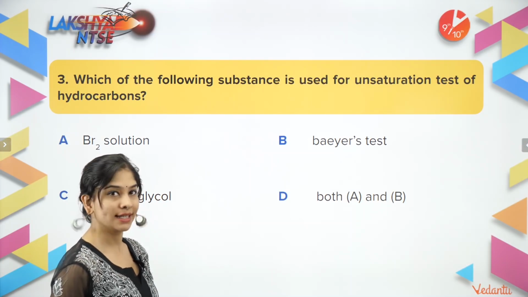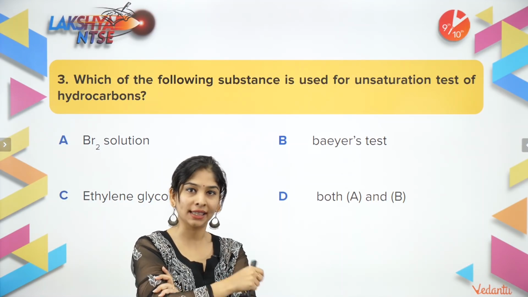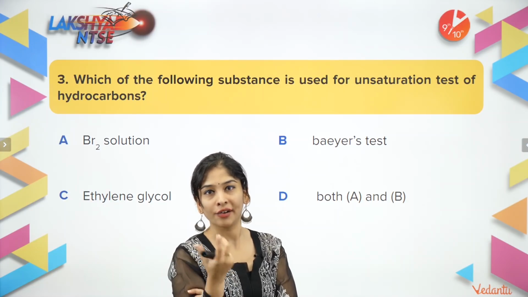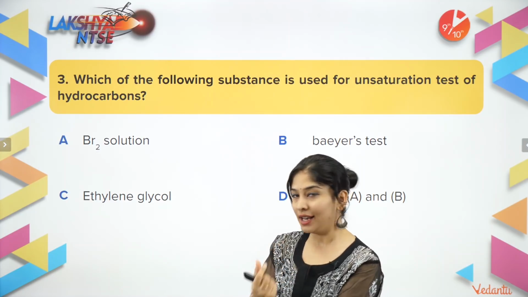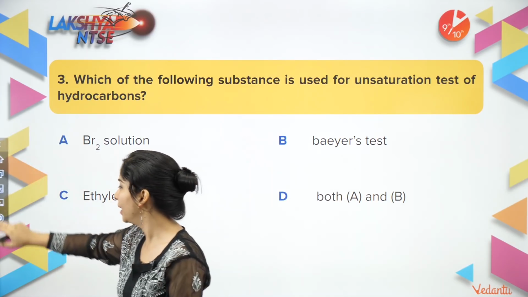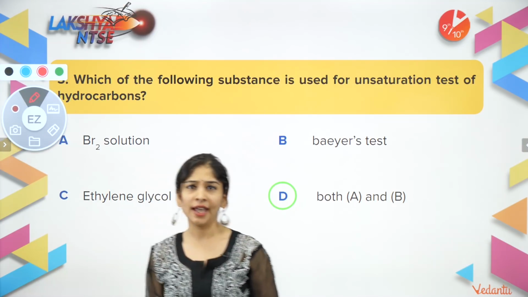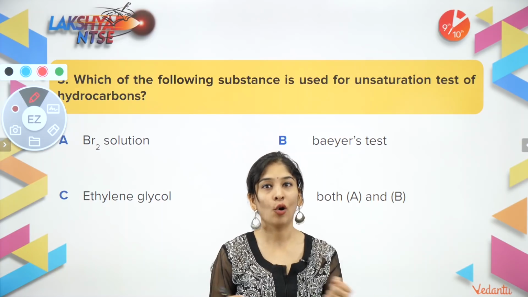जरा पढ़ो. What is the question? Which of I told you, एक question इससे भी आता है that how can you test the unsaturation present in your hydrocarbon? Unsaturation means double or triple bond. Let's see how you are going to judge double and triple bond. There are some specific tests with the help of which you know whether the substance is unsaturated or not.